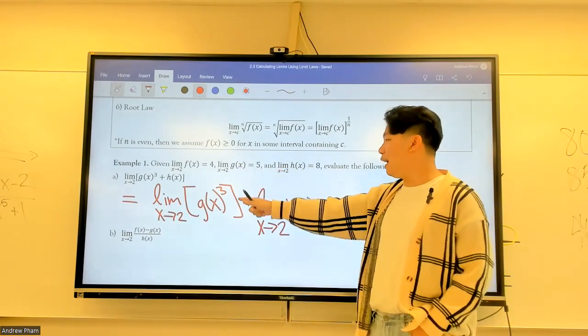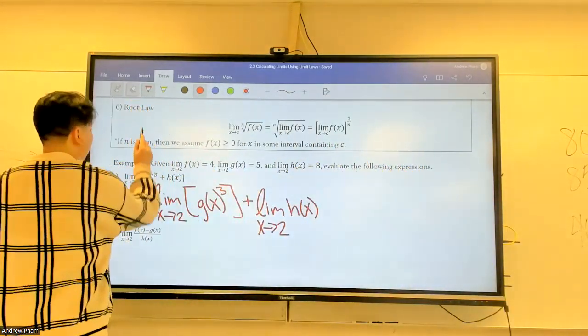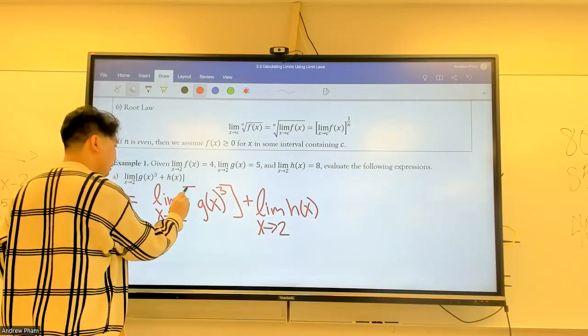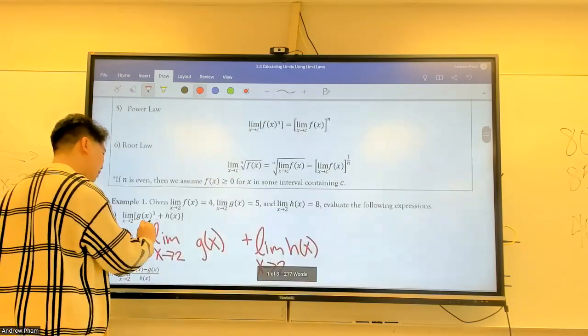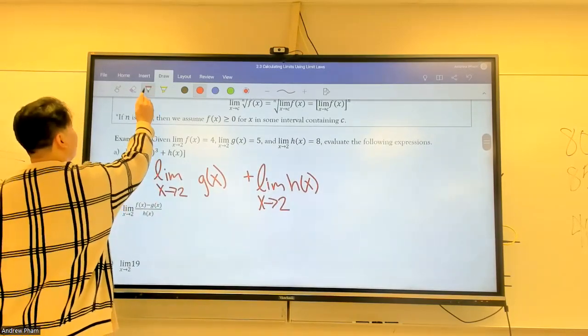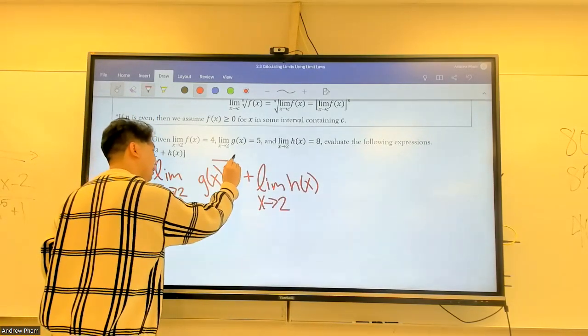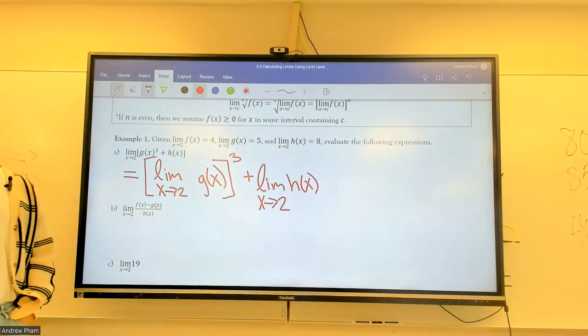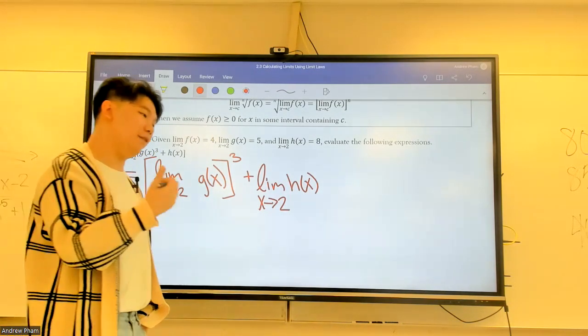Yeah, so using the power law, for the sake of space here, go ahead and erase this. I can actually take this a step further and write this as the limit, the limit all cubed. Remember, that's our power law. I can take the cube outside of my limit. Before it was inside my limit, now it's outside of my limit.